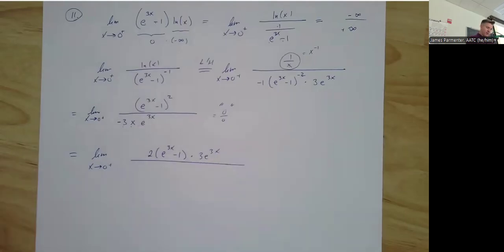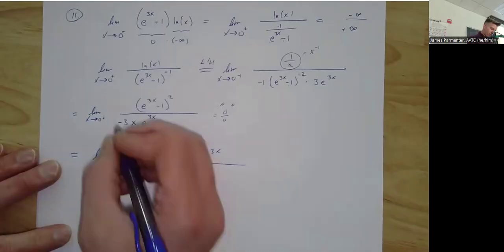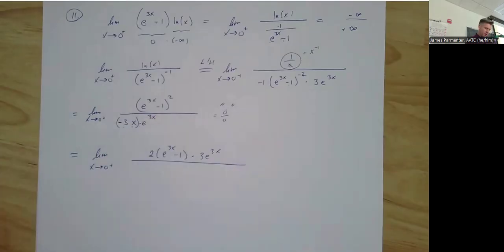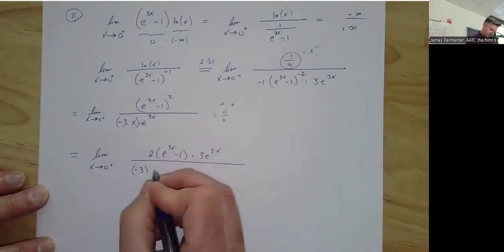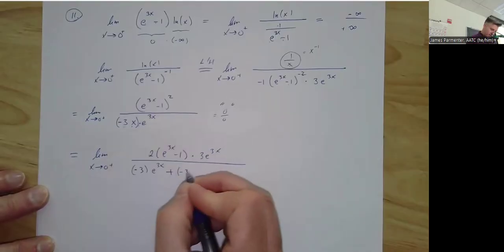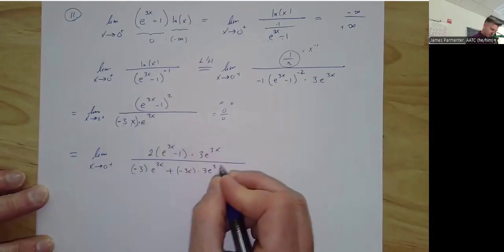That's cool. That's probably going to cancel out somehow. Maybe. On the bottom, product rule, I'm going to think of it as negative 3x times e to the 3x. So the derivative of negative 3x is negative 3 times the other piece, plus the negative 3x times the derivative of the other piece, which is 3 e to the 3x.